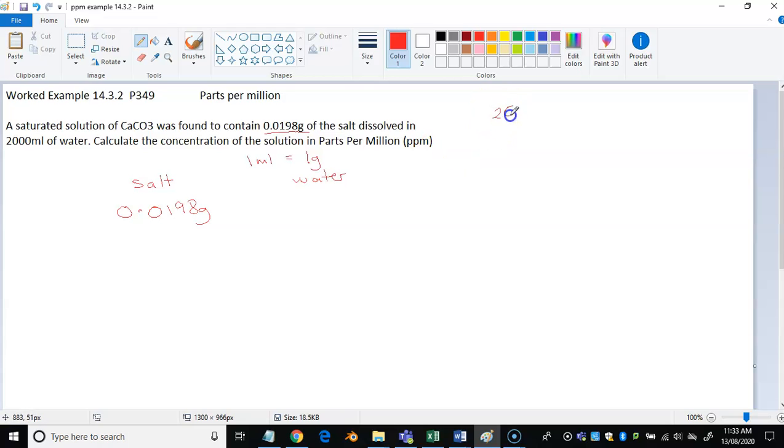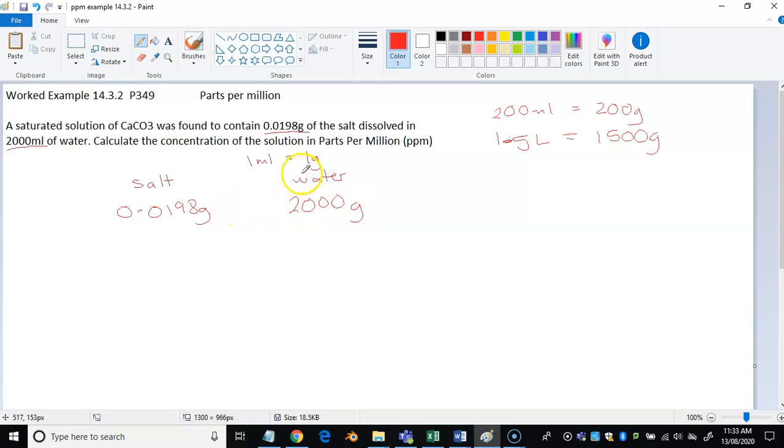So if we had 200 mils of water, it would be 200 grams. If we had 1.5 liters of water, that would be equal to 1,500 grams. That's important because we need to have the units the same. So we've got 2,000 grams here, and so we've got 0.0198 grams per 2,000 grams.